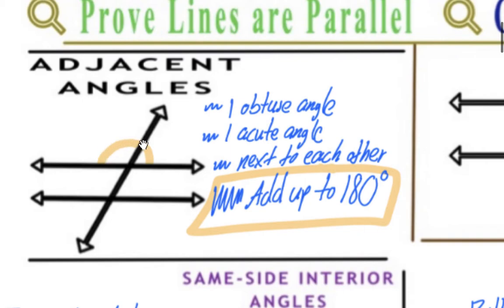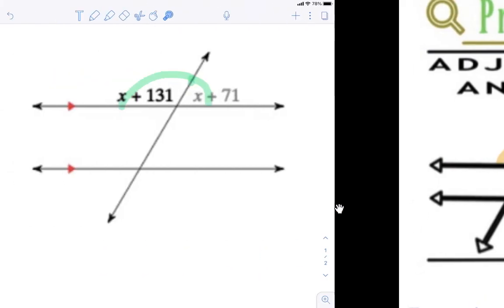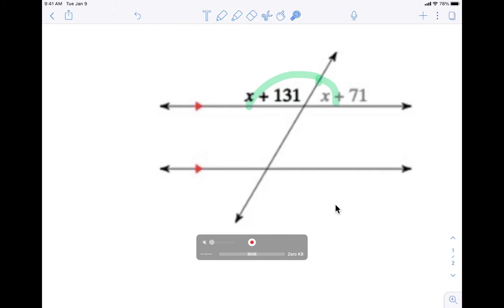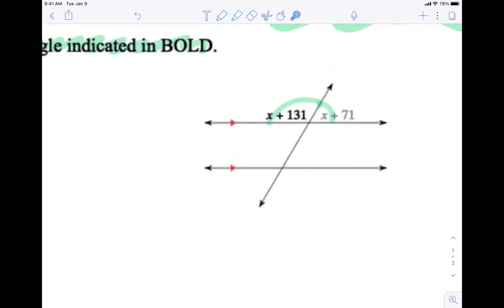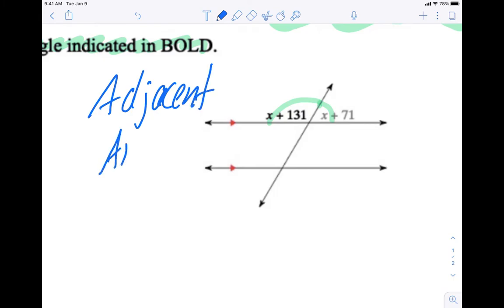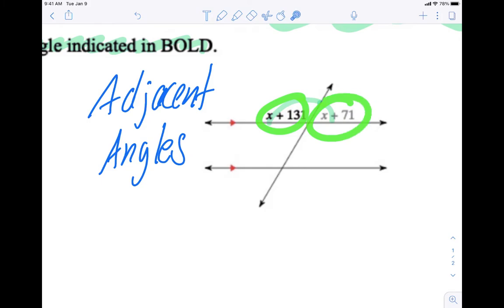Look, that and that. These are adjacent angles. And adjacent angles add up to 180 degrees. So these two here are going to add up to 180. So first thing I'm going to do is I'm going to say they are adjacent. Adjacent angles. Right? So it said that they add up to 180 degrees. So I'm going to add up this angle plus this angle equals 180.